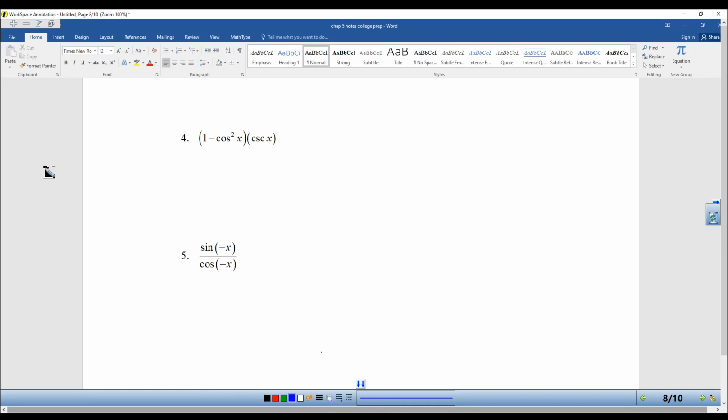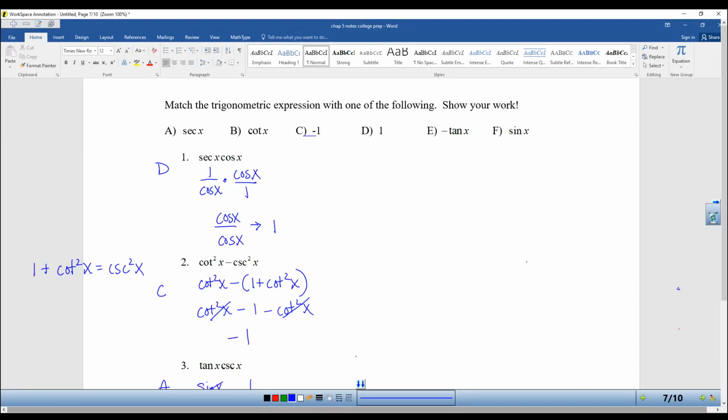On this one, I see a 1 and a squared, so you should be thinking about Pythagorean identities. This one is sine squared x plus cosine squared x is equal to 1. So 1 minus cosine squared x, if I put that on the other side, is sine squared x. So that's one strategy, using the identities, and another strategy is changing everything to sines and cosines. I'm going to do both those strategies in the same problem, and then I have sine squared x over sine of x, which is just sine of x. I go back and look at my list, and it's letter F.